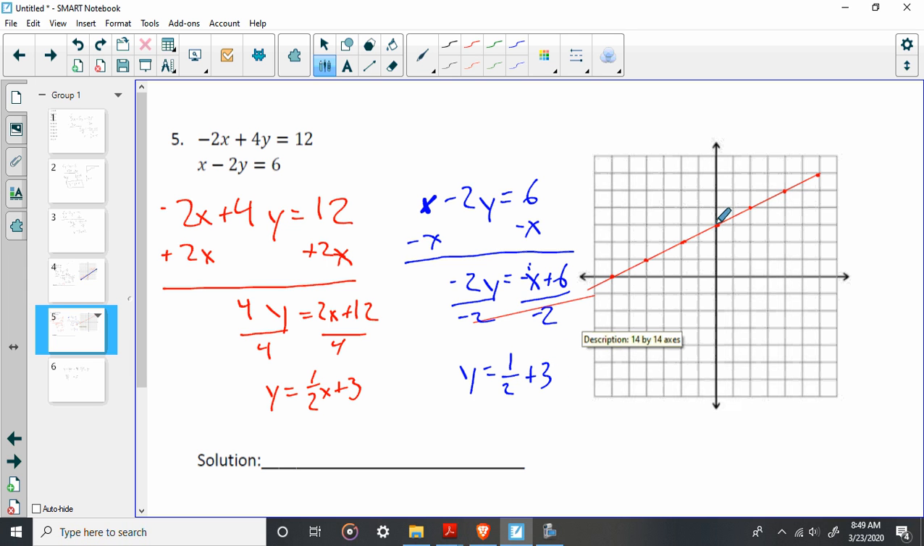This is not a coincidence, okay? They are actually the same line, and you wouldn't know that from looking at them, right? Until we put them both in the same form, you don't realize that these are both the same line. So here's the thing. How many solutions are there? Everything. Everything makes both of these true. So we write our solution as all real numbers.